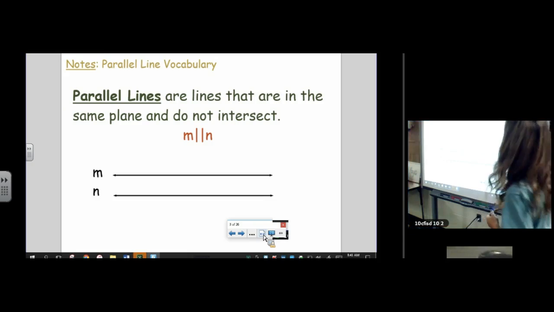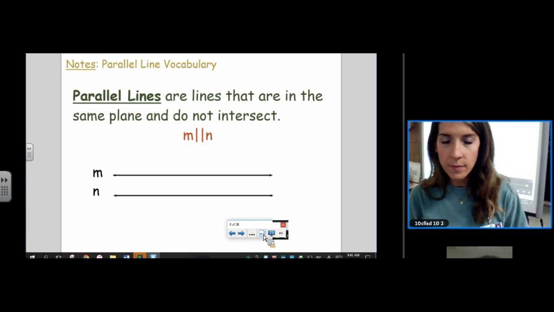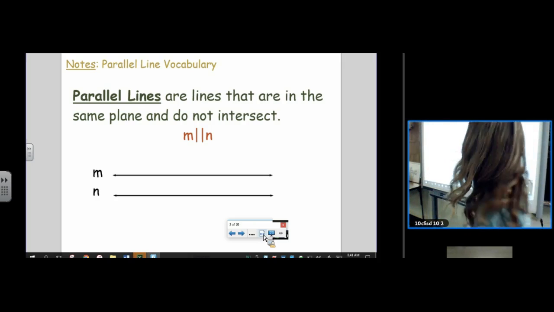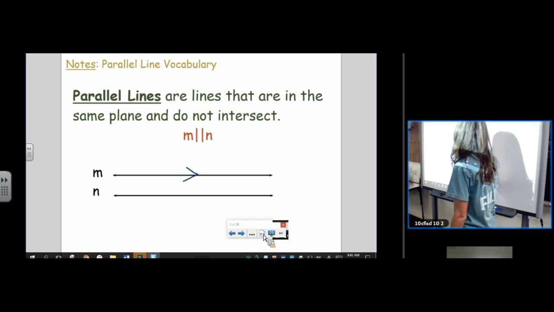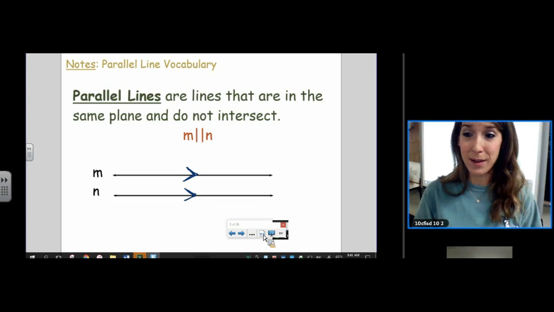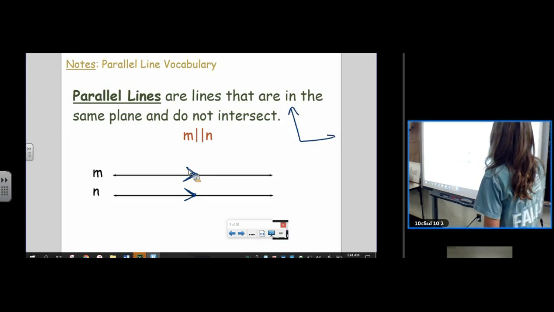So, parallel lines are lines in the same plane, remember, coplanar, that do not intersect. On your vocab sheet, I want you to add a symbol. I want you to add another set of arrows to your parallel lines. We don't assume parallel. That's one of the things we don't assume. Like, we don't assume right angles. We don't assume bisector.